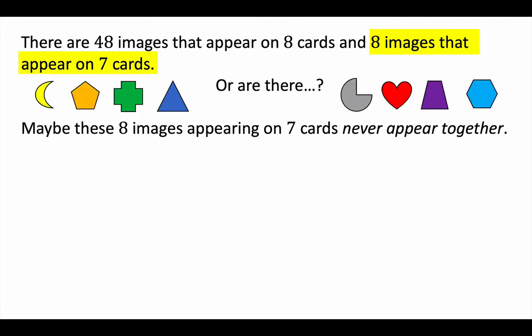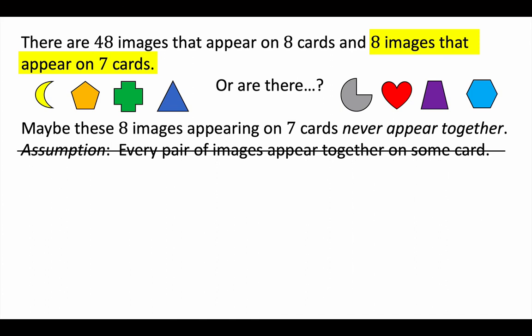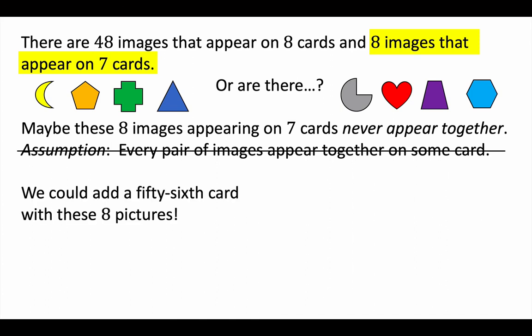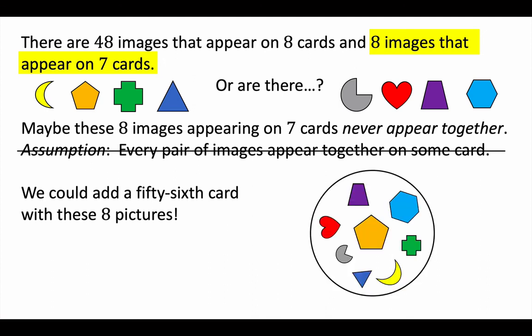Let's say these are the images. That would mean that our other assumption was wrong. And if none of these are paired together, then we could make a new 56th card with these 8 images. Awesome. So now we've increased our deck size. Let's see if the mathematics works out now.